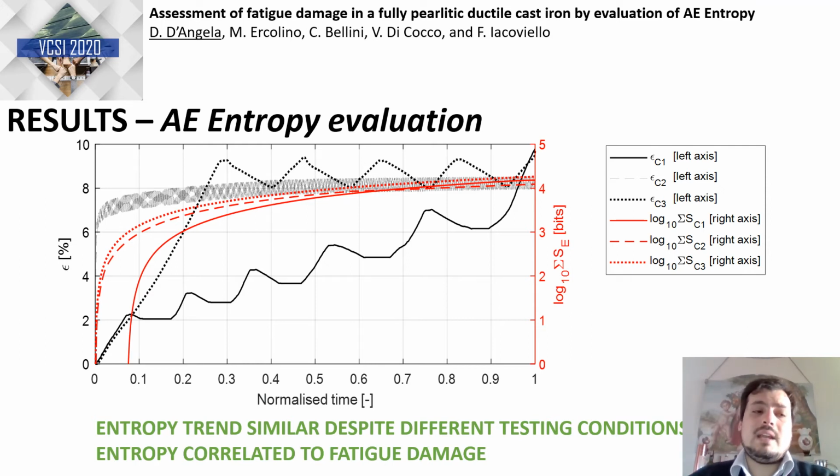As a result, we can preliminarily say that the entropy trend is very similar, and this proves that the entropy is well correlated to the fatigue damage. For example, we can notice that as the damage increases, the slope of the acoustic entropy decreases, as well as a very similar value identified in the pre-failure condition.